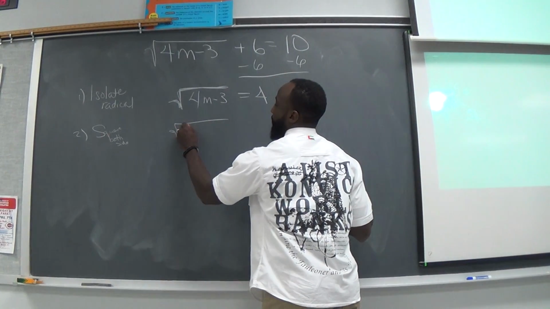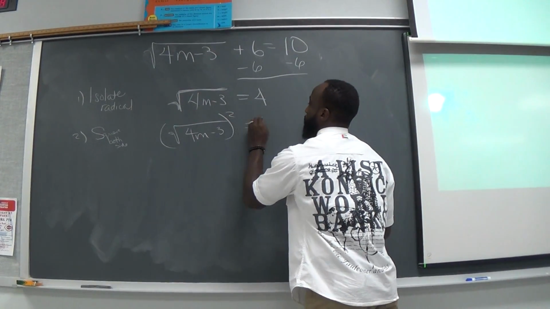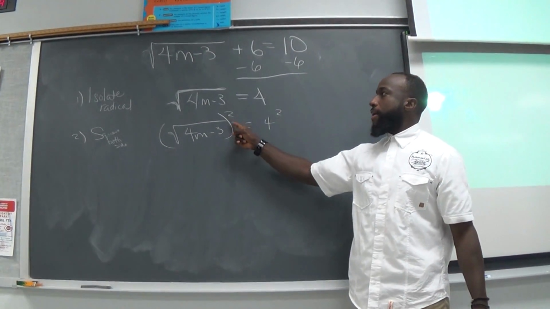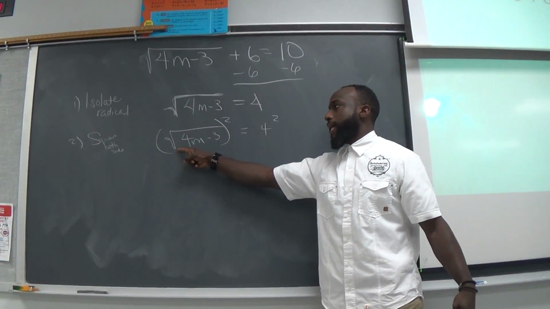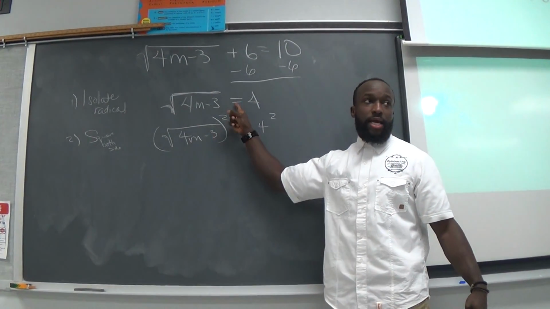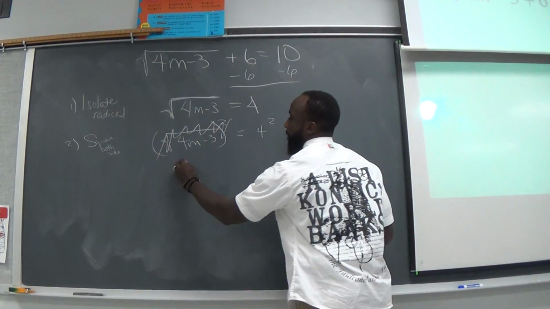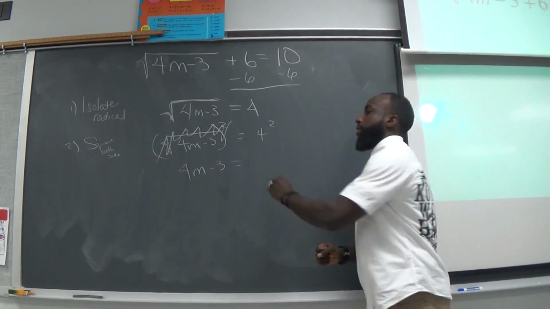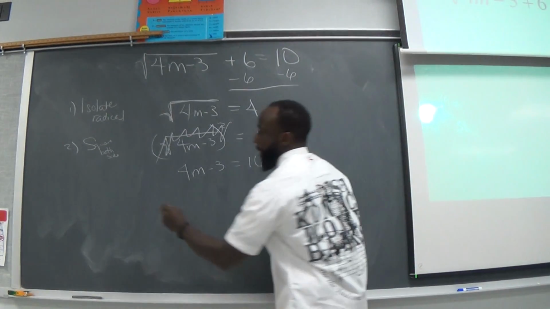So we're going to have the square root of 4m minus 3, to the second power, equals 4 to the second power. Okay? Once you raise something that is the square root of something to the second power, you get rid of everything that's not the number. So now you end up with 4m minus 3 equals 16.